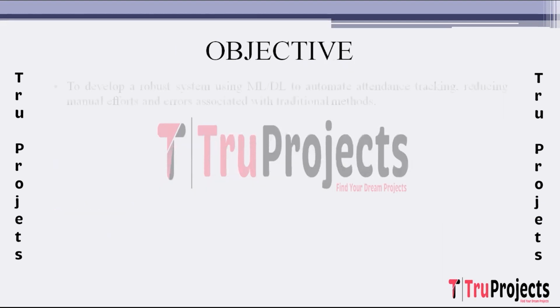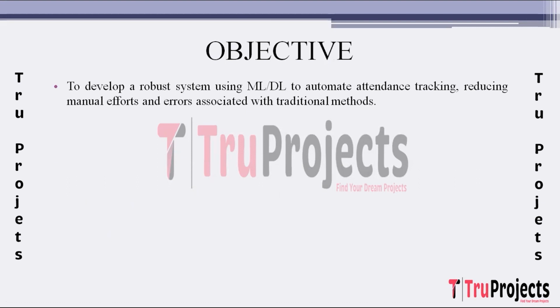Objective of the project. So, as I mentioned earlier, the primary objective of the project is to develop a robust system capable of automating attendance tracking processes. By leveraging machine learning and deep learning techniques, the project aims to create a reliable solution that minimizes manual efforts and errors associated with traditional attendance recording methods.